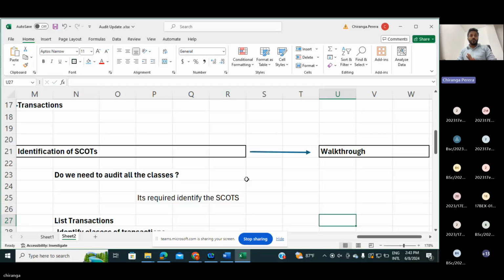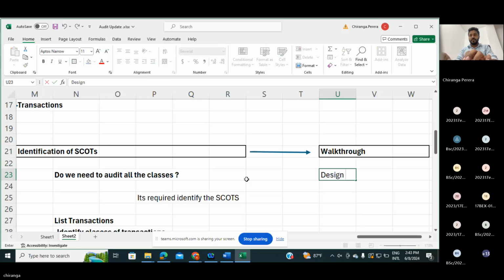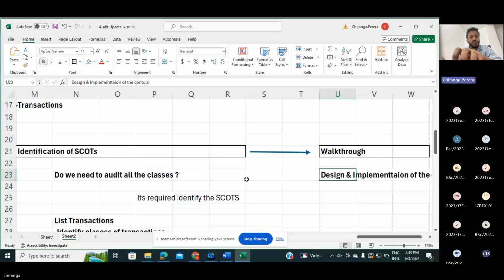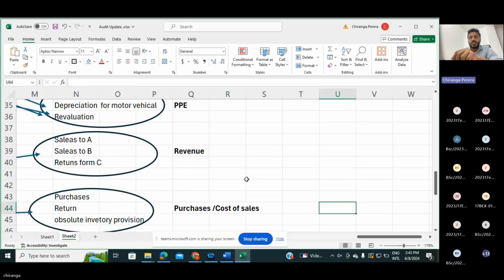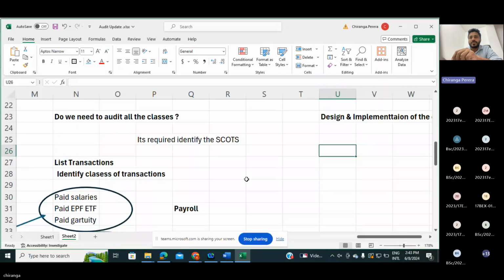So now you can understand what a walkthrough is. I have given a definition. What do you mean by walkthrough? A walkthrough is done by the auditor to check the design and implementation effectiveness of the controls, right? Design and implementation. So we are doing a walkthrough. Walkthrough means each and every identified SCOT should be covered through a walkthrough test, right?